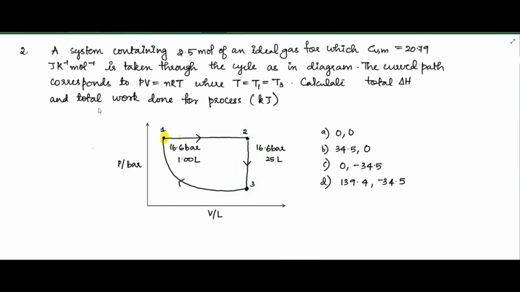Now, what you have to understand is the process begins from 1 and it reaches 1 as well. So such processes are called cyclic processes. This is a cyclic process.